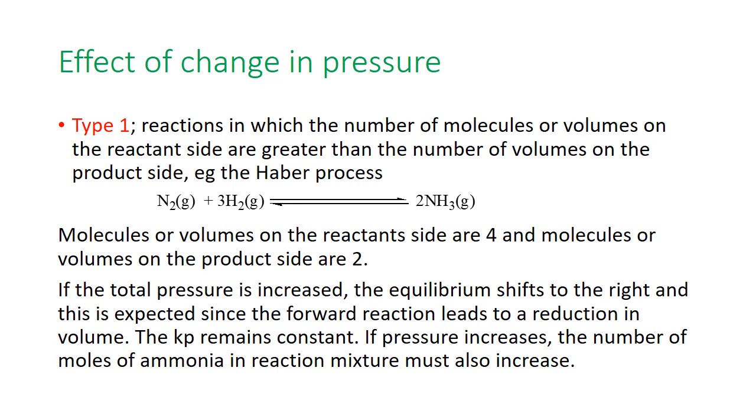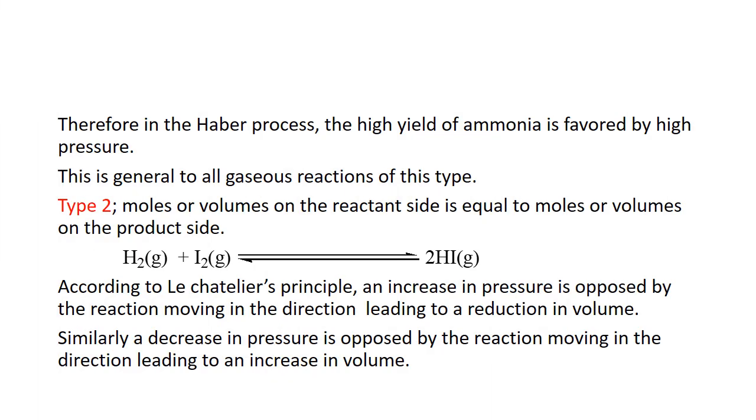So if the pressure is increased, the equilibrium shifts to the right. This is because the forward reaction is the one which leads to a reduction in volume. When pressure increases, the volume decreases. Therefore, we are going to be favoring the forward direction because it proceeds by a decrease in volume. So that means we shall be favoring formation of more ammonia.